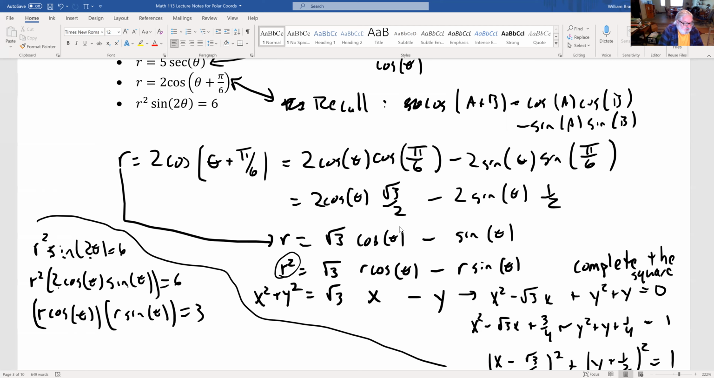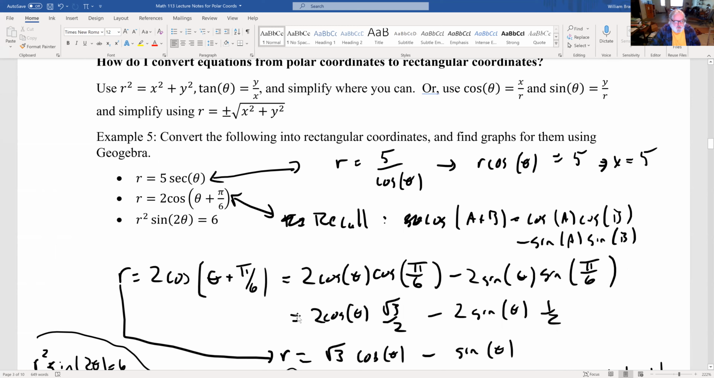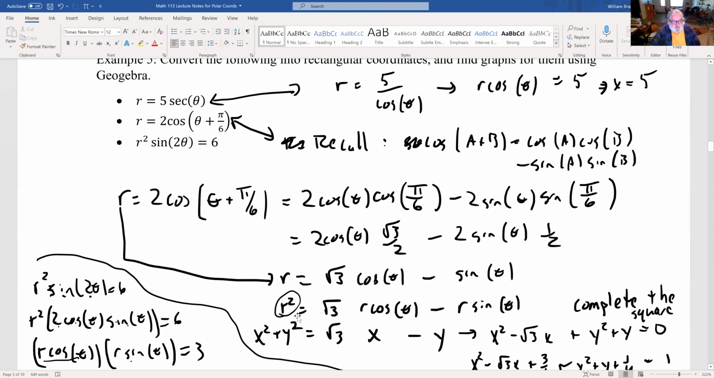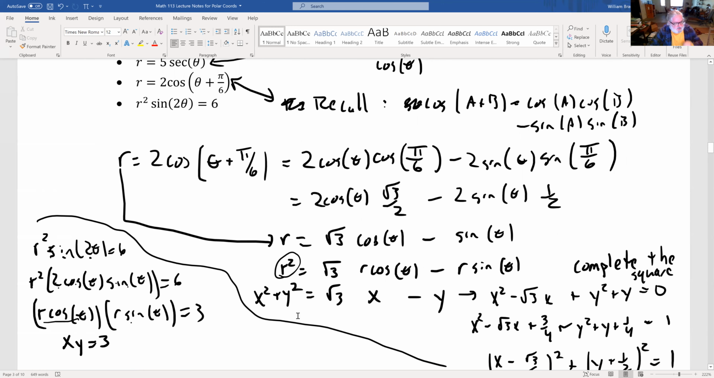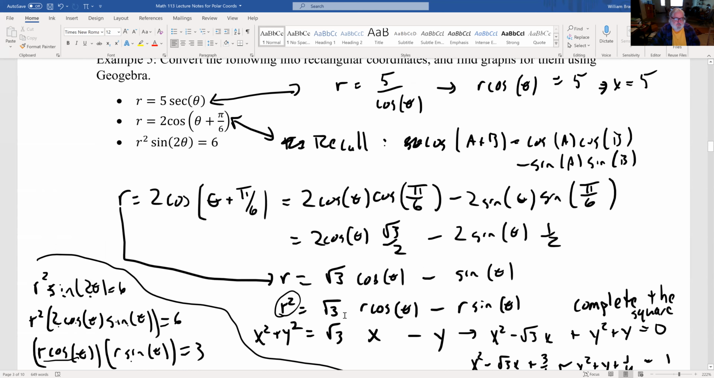6 divided by 2 is 3. Then I've got r squared times cosine theta times sine theta. I'll rewrite that as r times cosine theta, and then another r times sine theta. And that gives me xy equals 3, because r cosine theta is x and r sine theta is y. So in going from polar coordinates to rectangular coordinates, it's really about looking for ways to get r cosine theta and r sine theta as expressions, and then you can just replace those by x and y.